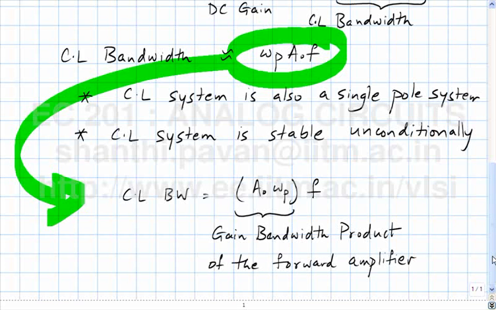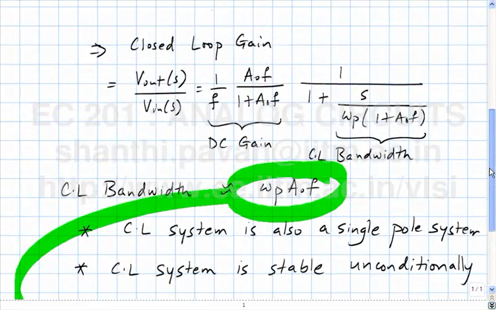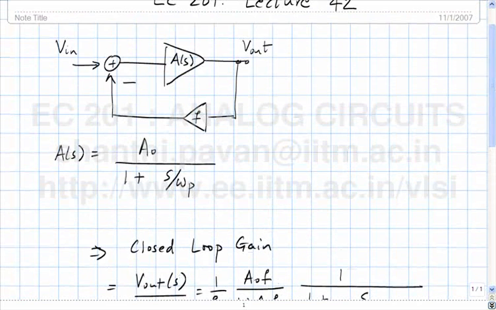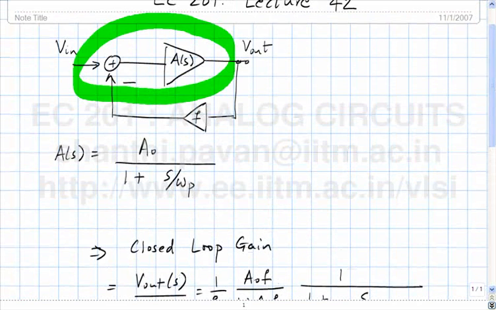So, if the closed loop system was designed to have a DC gain of 5, it means that F will be 1 by 5, which means that the closed loop bandwidth will be 1/5 of the gain bandwidth product of the forward amplifier. And you know that an operational amplifier is basically doing this entire job. We have seen this already.